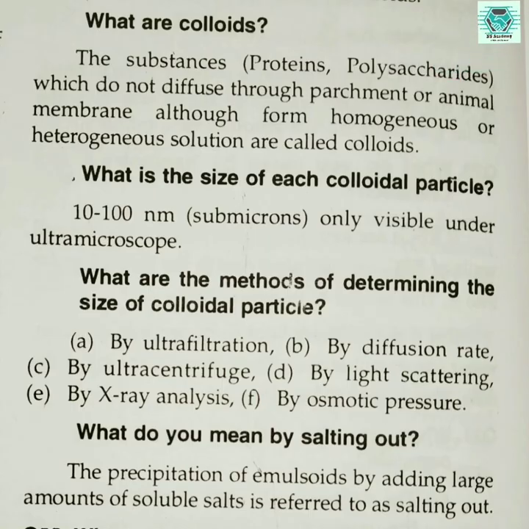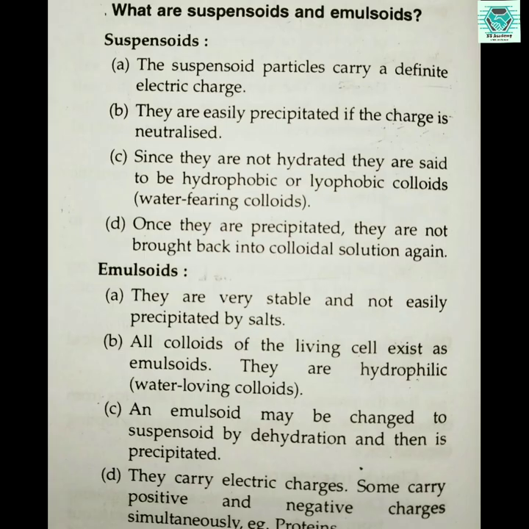So the colloids are the substances which do not diffuse through parchment or animal membrane. The size of each colloid particle is 10 to 100 nanometers. What are the methods of determining the size? By ultrafiltration, diffusion rate, ultracentrifuge, etc. What are suspensoid and emulsoid?